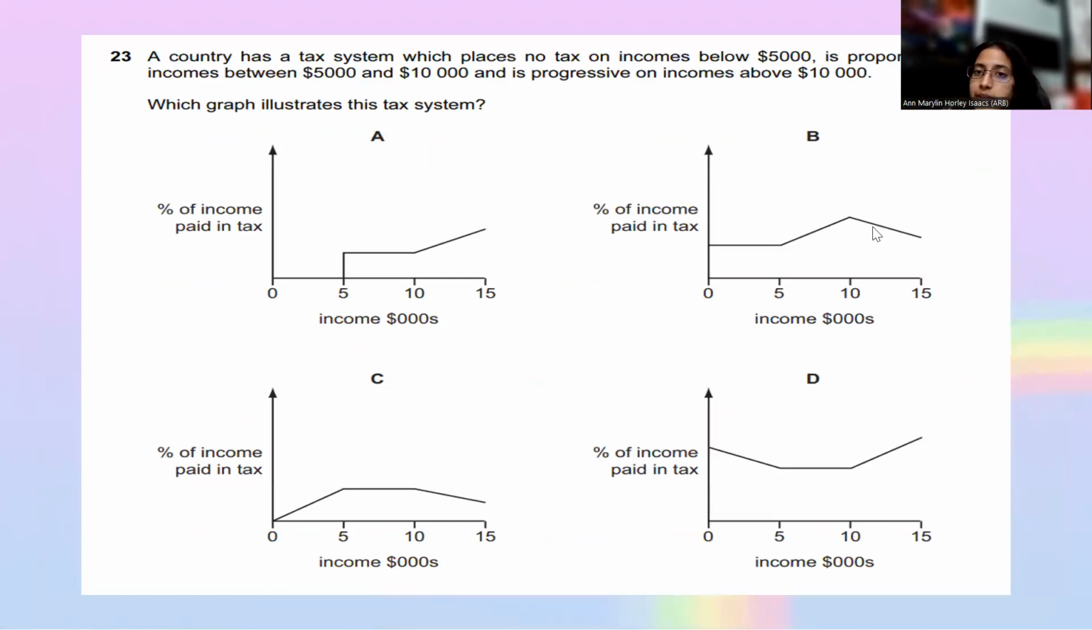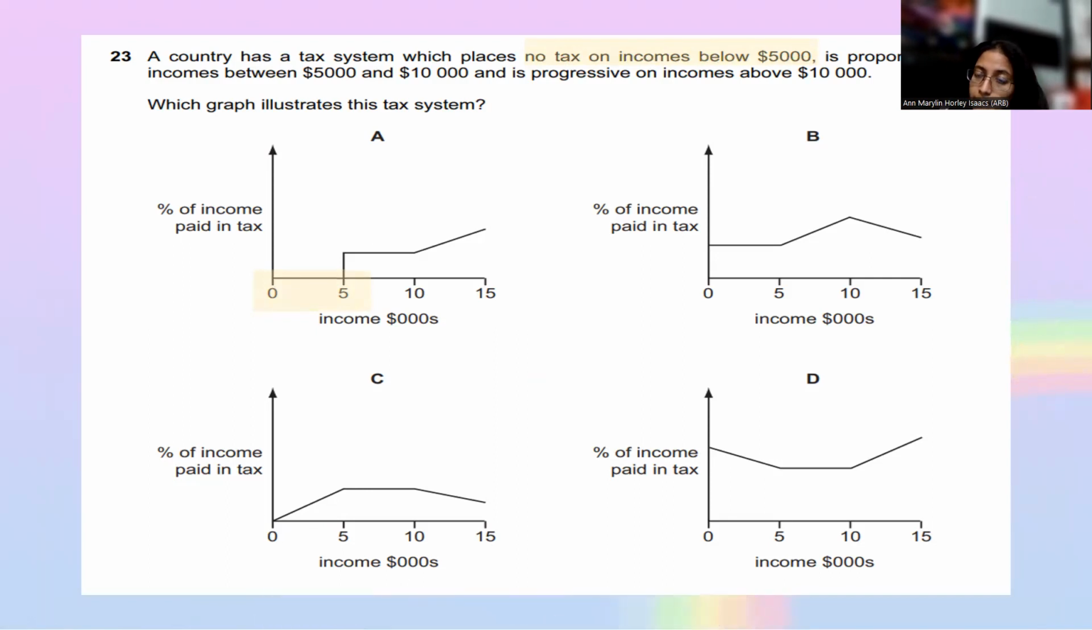They're having a tax system where they say incomes below 5,000, they're not paying any tax. So automatically you should know B, C, and D are wrong. B shows you some tax is being paid at 5,000. C shows you a rising amount of tax, zero income, no tax, and then it rises from there. D shows you the tax actually reduces until you reach $5,000. So no.